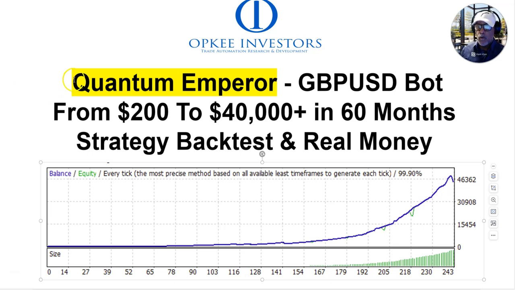So on this one, this is the Quantum Emperor. We're going to show you our back test and how we're going to utilize it with real money. This back test shows, and this is hypothetical, remember that, from $200 to $40,000 in 60 months. So we're going to, again, share our strategy back test, and then we're going to go into what we're doing with the real money, and you can track us once a week here or almost daily on our Patreon group. And we do have a free Patreon group.